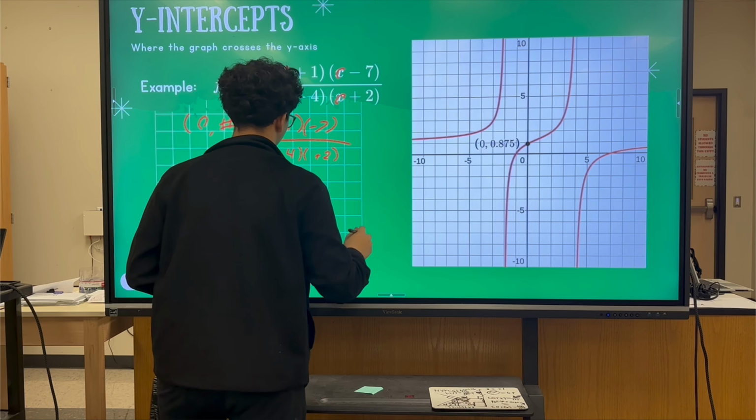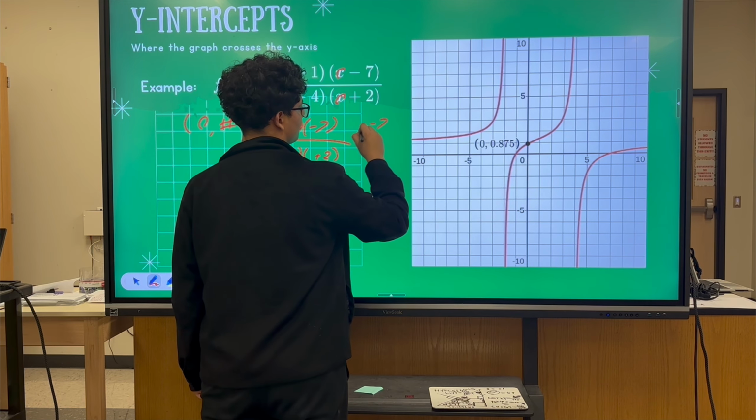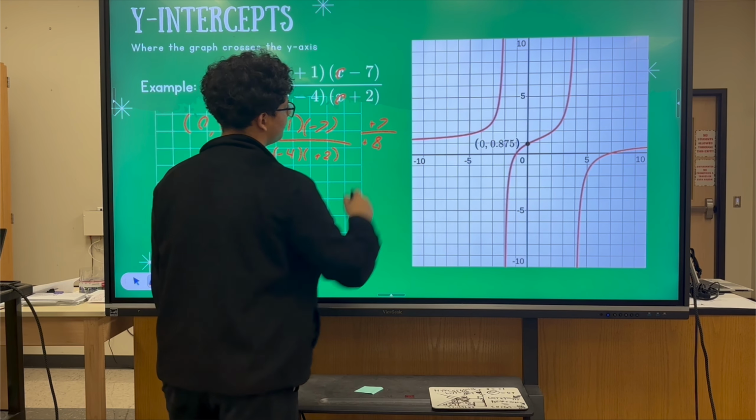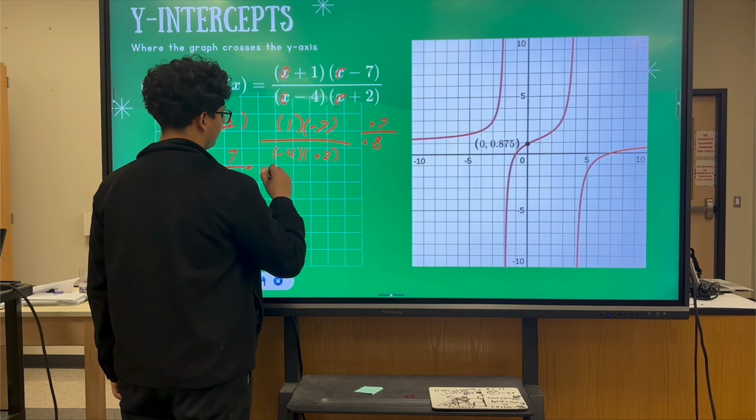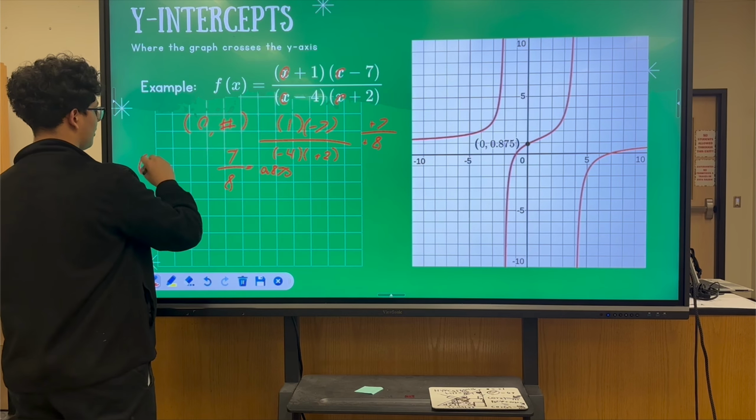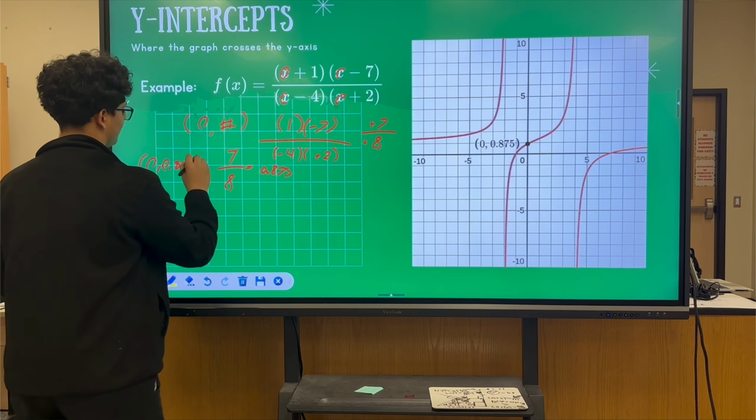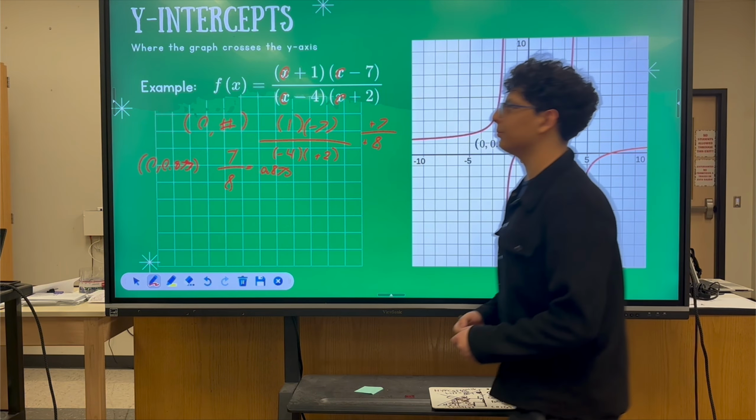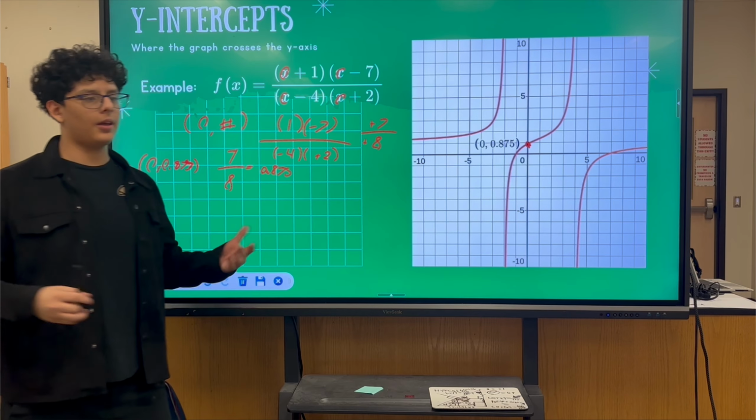plus 2. So let's simplify. 1 times -7 equals -7, divided by -4 times 2, which is -8. These cancel out, so you'll be left with 7 over 8, equal to 0.875, which will be our y-intercept. 0.875. As you can see here, the exact same number. So to find y-intercepts, just remember, set every x equal to 0, and solve.